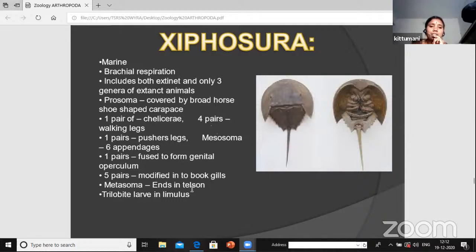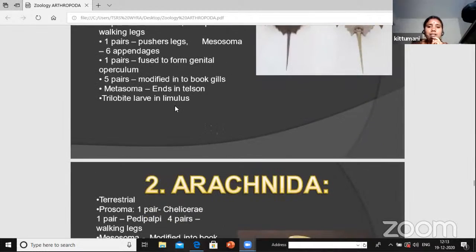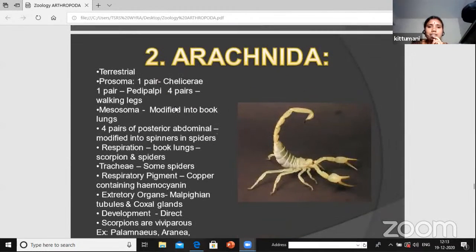Okay. All of you clear? Here they show the trilobite larva. For example, Limulus. What is that? Limulus is also called a living fossil. What is a living fossil? Living fossils are organisms that we imagine to be extinct, but suddenly they appear in a living condition. These types of organisms are called living fossils. Okay, next we will enter into the second subphylum.